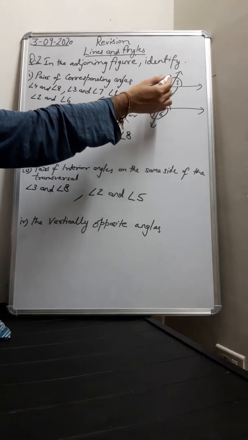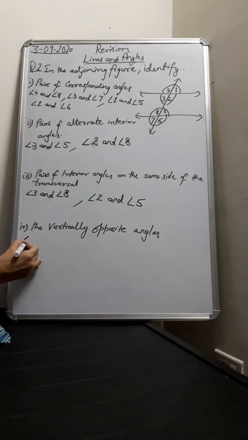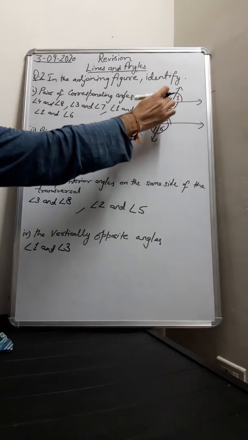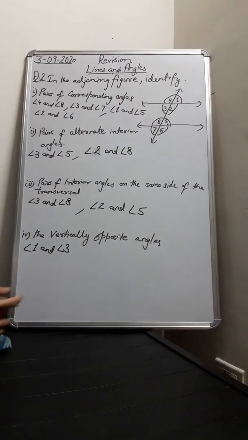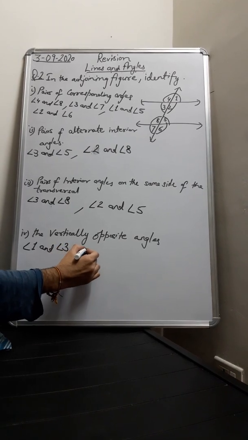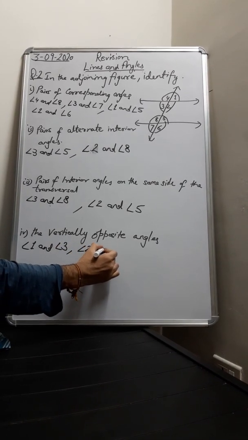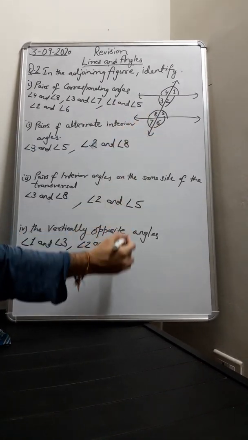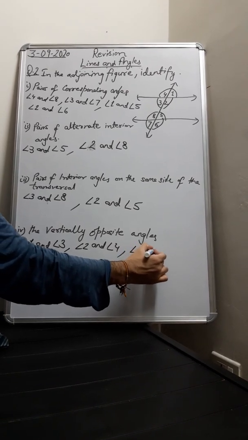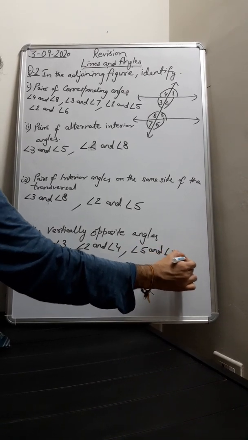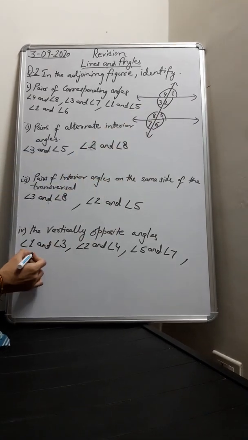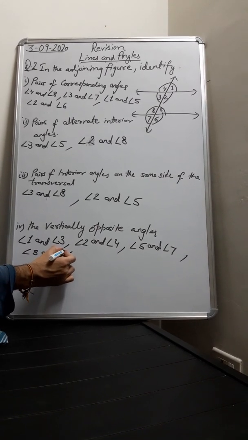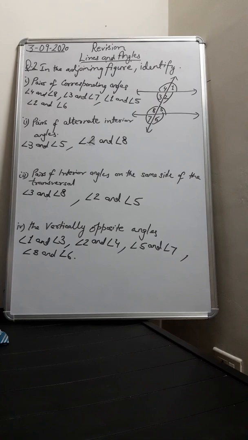So angle 1 and angle 3, they are opposite to each other and they have a common vertex. Like, the second pair will be angle 2 and angle 4. The third pair will be angle 5 and angle 7. And the last pair will be angle 8 and angle 6. So these are the pairs of different types of angles.